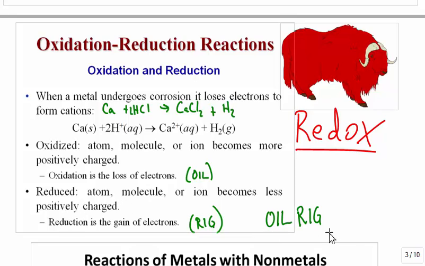And some people like to remember this mnemonic, OIL RIG. Oxidation is loss, reduction is gain. But we need to remember that this is of electrons.